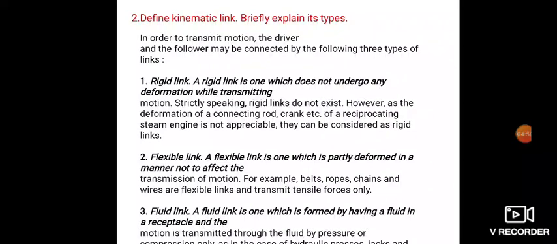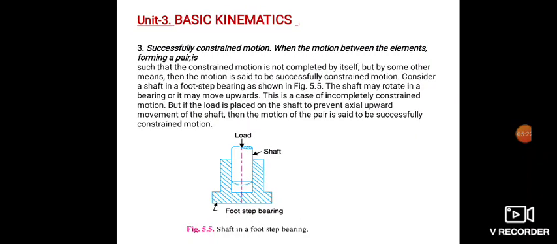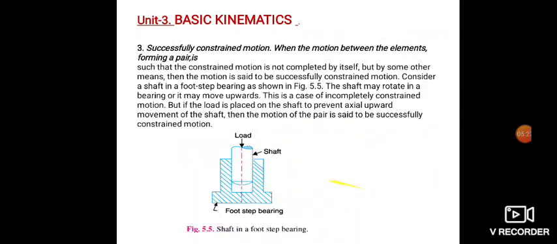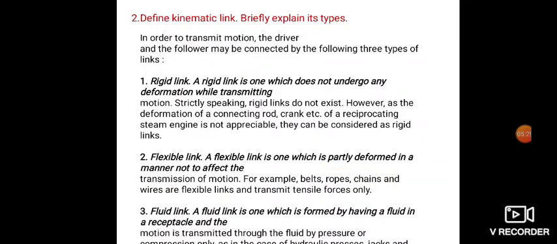Then a fluid link is one which is formed by having a fluid in a receptacle, and motion is transmitted through the fluid by pressure. That type of link is called a fluid link. This question is for 5 marks, and you should go through the previous question papers. These two questions are very commonly asked, so you have to be aware of these things and practice.